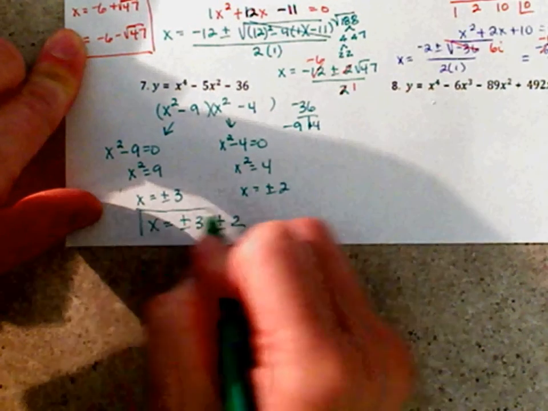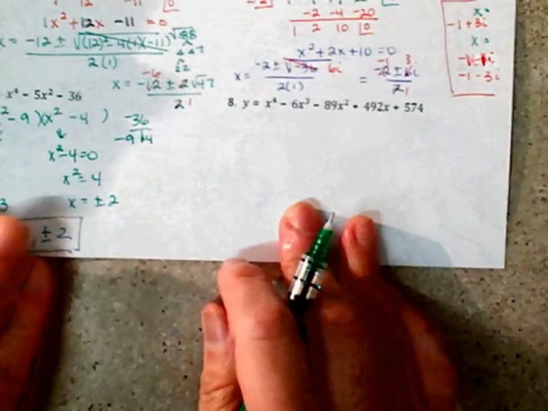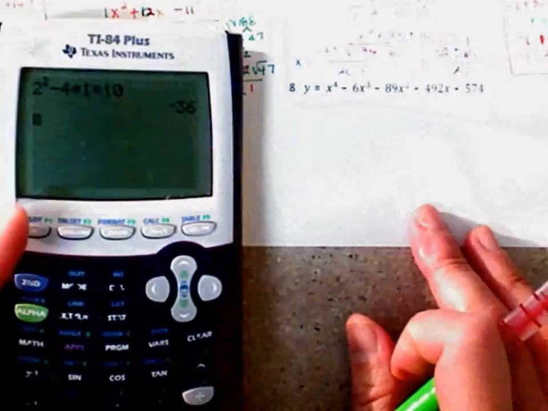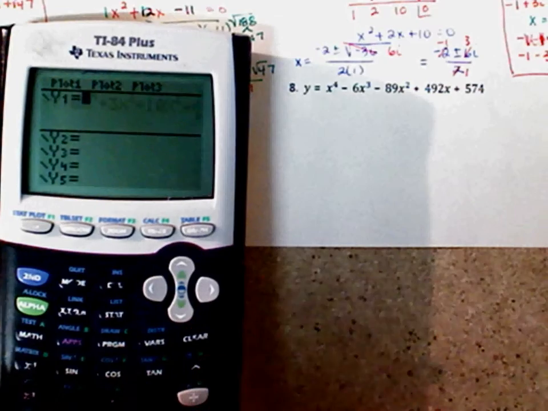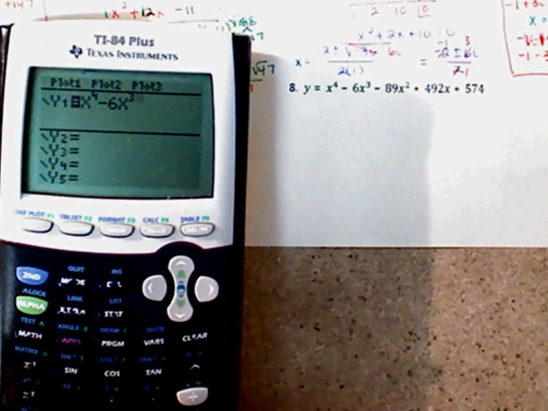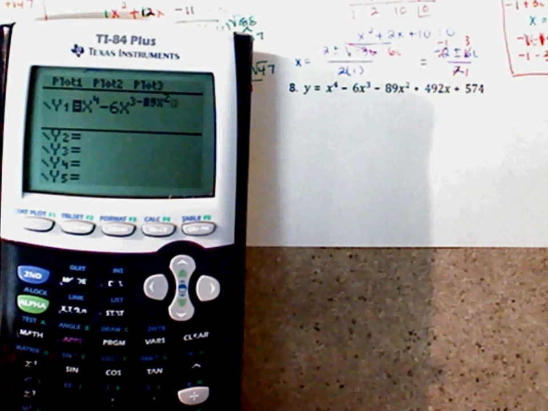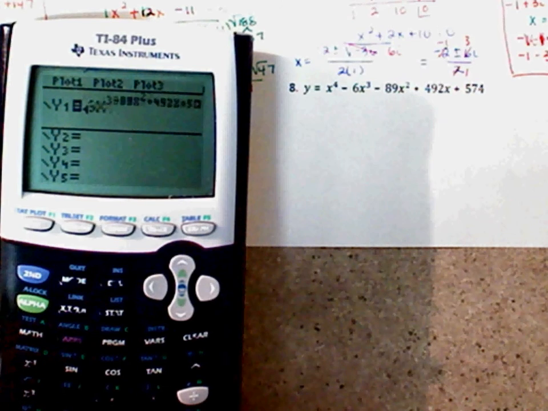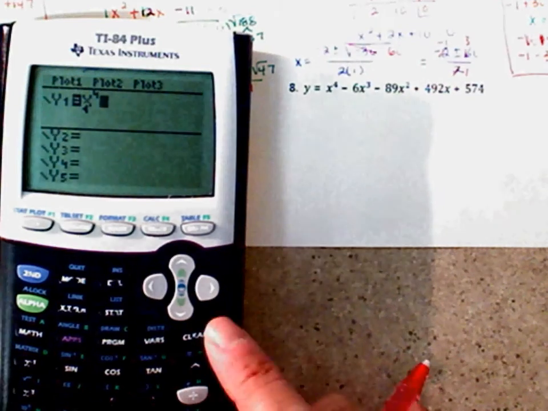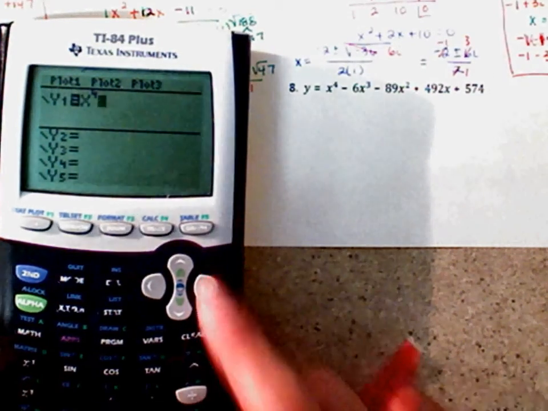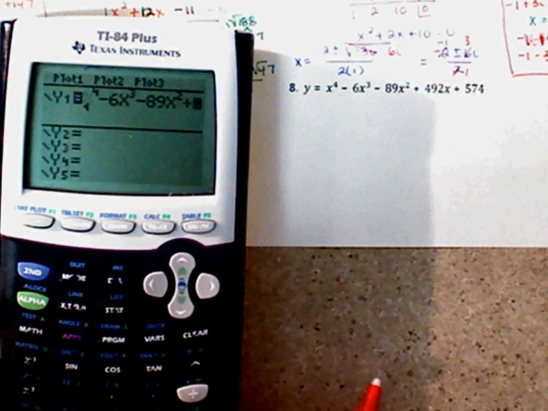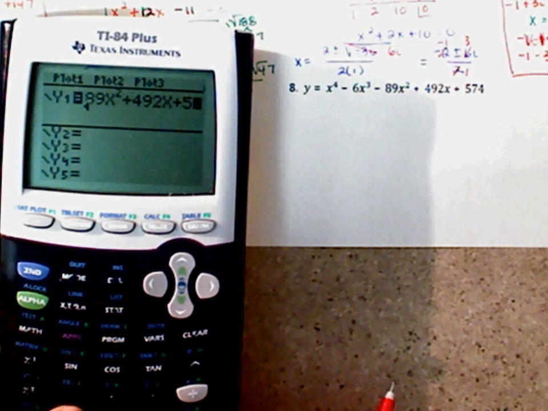Okay? Number 8. Wow, big numbers, huh? Let's take a look. I am not going to be able to simplify it like that, so I'm going to do quadratic formula also. X raised to the 4th minus 6x raised to the 3rd minus 89x squared plus 495x plus 574. Oh, wow, I did it again. Let's try again. X raised to the 4th minus 6x raised to the 3rd, minus 89x squared plus 492x plus 574. Okay. Let's see if we can find some zeros.